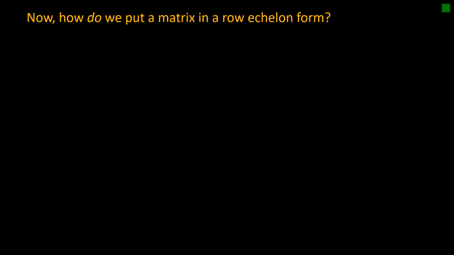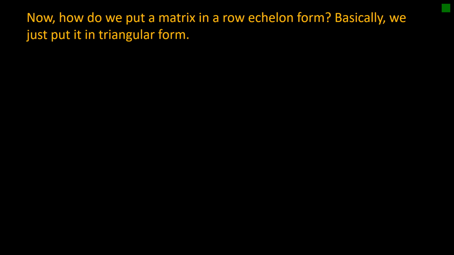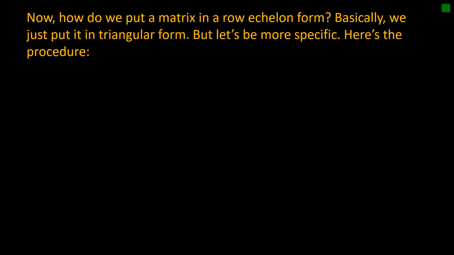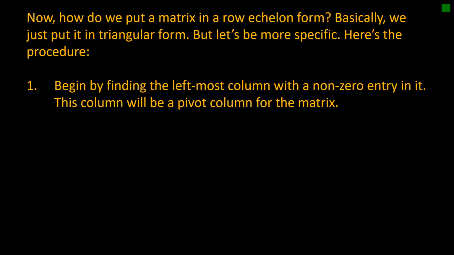Now, how do we put a matrix in row echelon form? Well, as I said, we're basically going to put it in triangular form, but I want to be a little more specific there, and I want to use the terms and ideas that we've just developed. So here's the procedure. We begin by finding the leftmost column with a non-zero entry in it. This column will be a pivot column for the matrix. So we look at the matrix and we take the leftmost column that has a non-zero entry in it. And almost always that's going to be the leftmost column of the matrix.